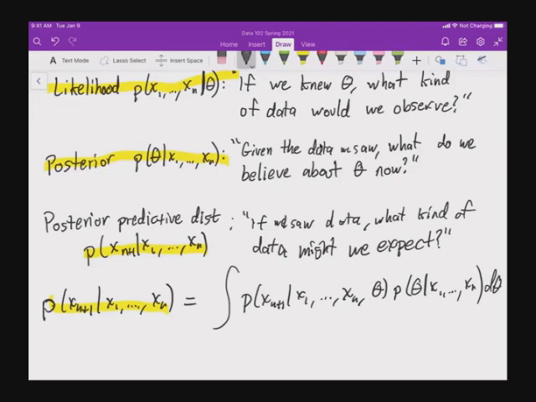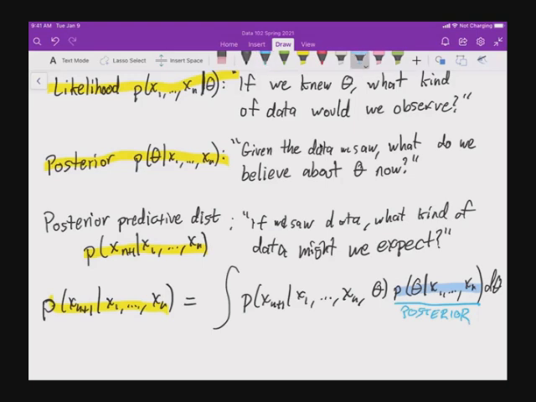Now again, this is like, wait, how do I do an integral over all theta? Well, let's look at these quantities more carefully. The second quantity here should look really familiar. This is just the posterior distribution. This is exactly the same as what we've seen. It's the thing we've been thinking about and reasoning about for a while. What about this first term?